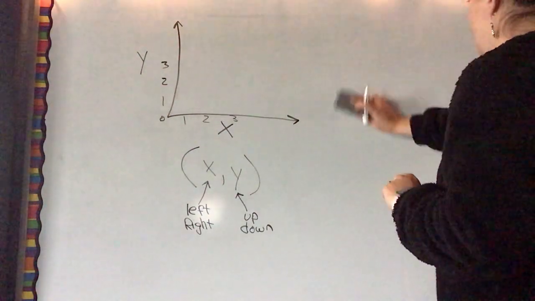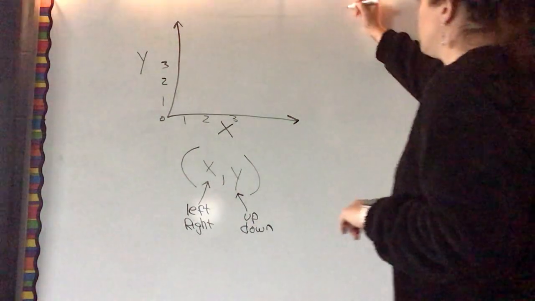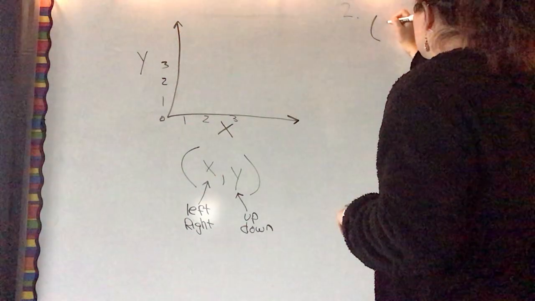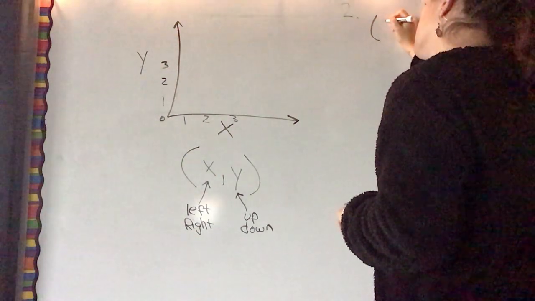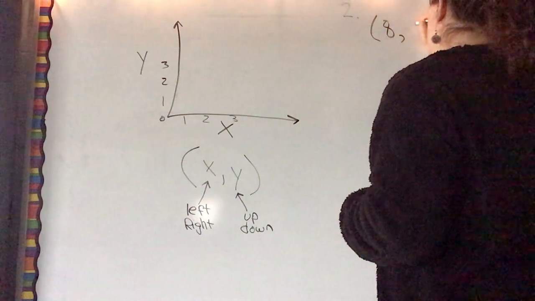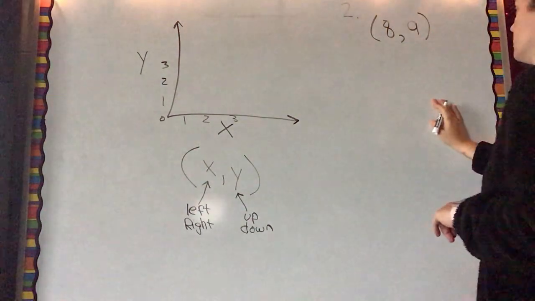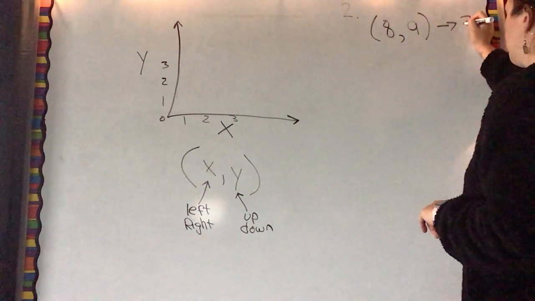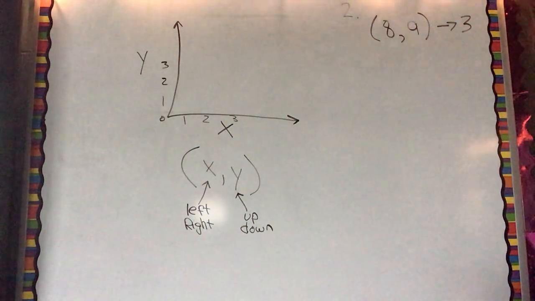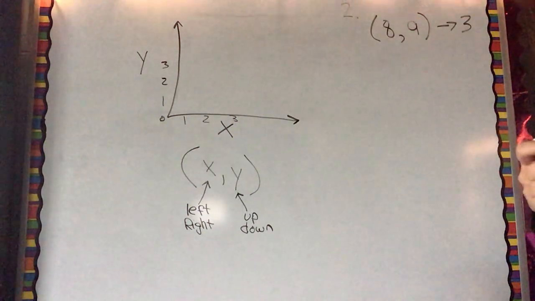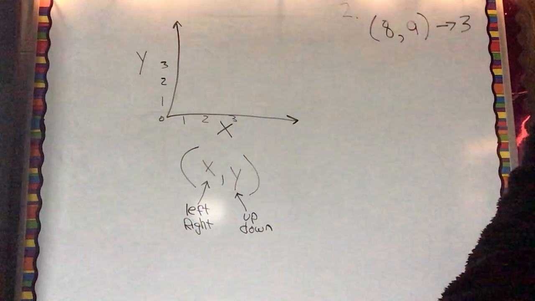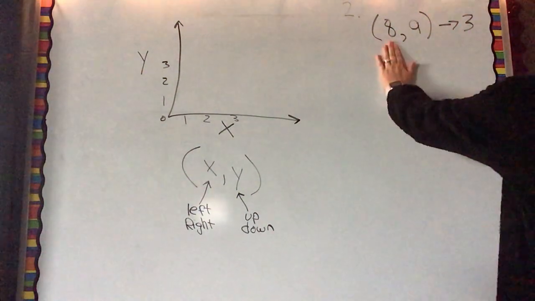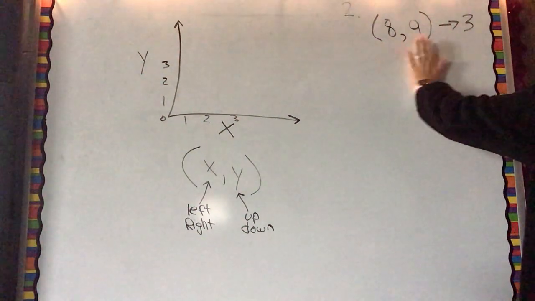All right, what if I have number 2? Let's say I have 8, 9, and I want to go to the right 3. I have the ordered pair 8, 9, and I'm going to go to the right 3. Am I going to be adjusting my 8 or my 9? My X or my Y?